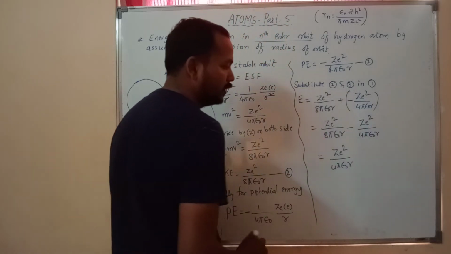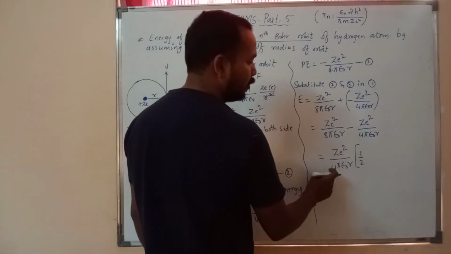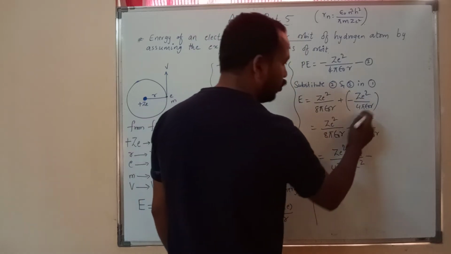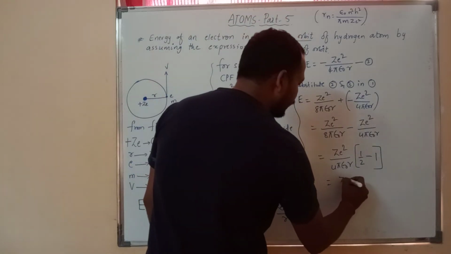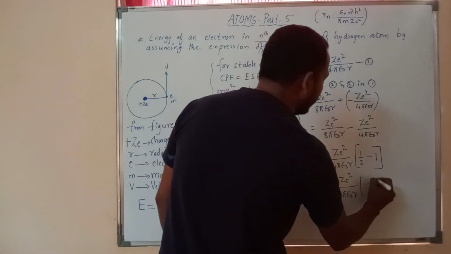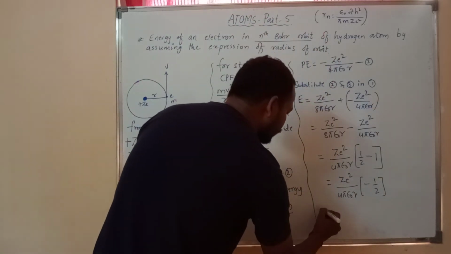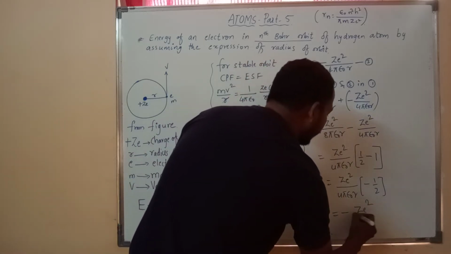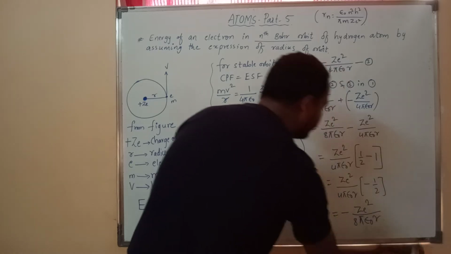I will take common from both, such that here 1 by 2 will remain: Z square upon 4 pi epsilon naught r into 1 by 2, minus the whole term I have taken common, that is 1 remaining here. So Z square upon 4 pi epsilon naught r into minus 1 by 2. Now multiply that minus 1 by 2 with this equation. Energy E is equal to minus Z square upon 2 into 4, that is 8 pi epsilon naught r.